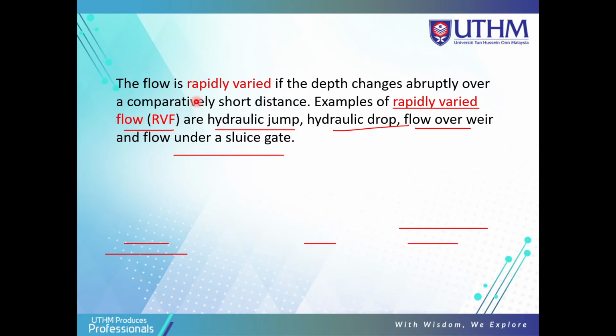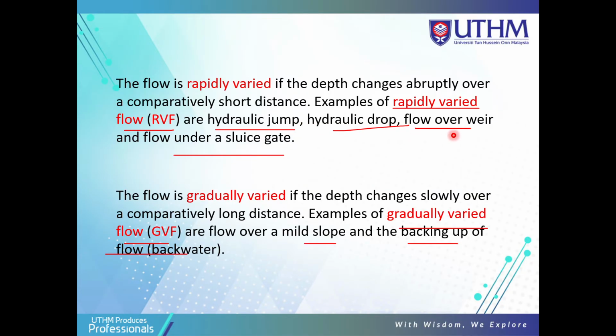The flow is rapidly varied if the depth changes abruptly over a comparatively short distance. Examples of rapidly varied flow are hydraulic jump, hydraulic drop, flow over a weir, and flow under a sluice gate. The flow is gradually varied if the depth changes slowly over a comparatively long distance. Examples of gradually varied flow are flow over a mild slope and the backing up of flow, backwater.